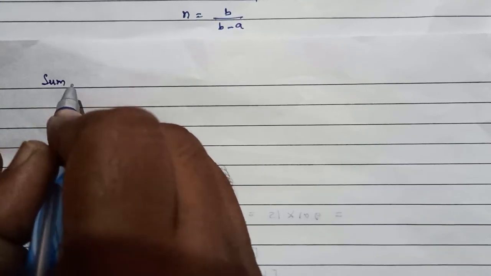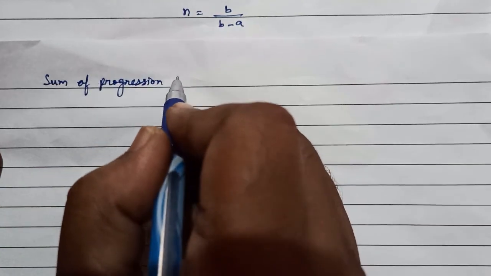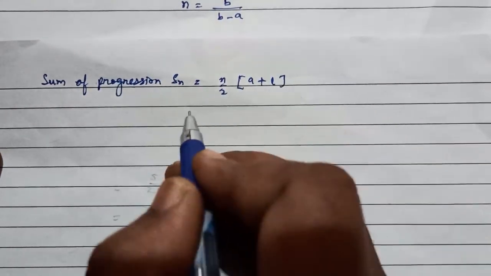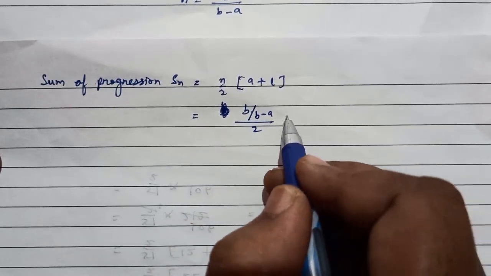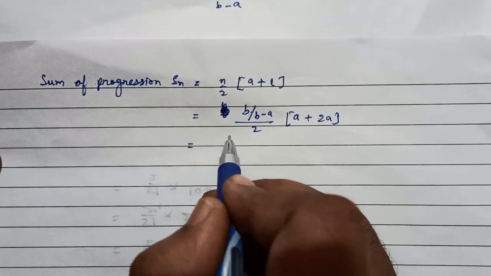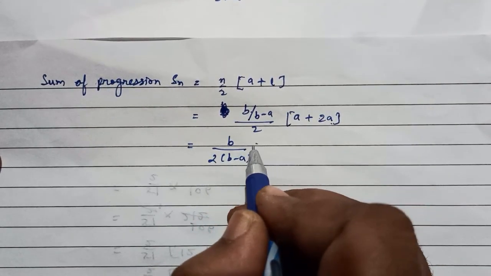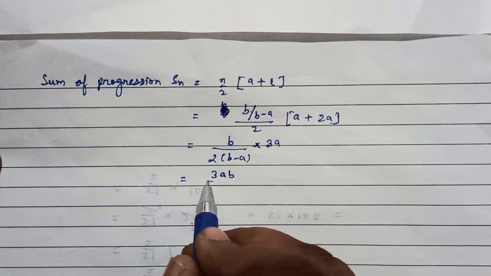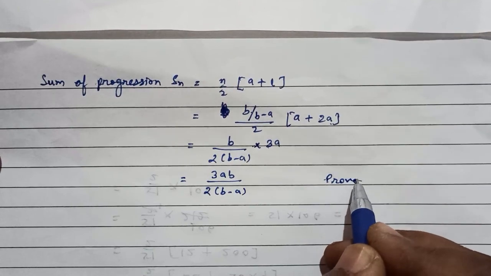Now the sum of the progression Sn equal to n by 2 into a plus l. b upon b minus a upon 2 into a plus the last term, which is 2a. b upon 2 into b minus a, into a plus 2a, which is 3a. 3a into b, 3ab upon 2b minus a. Proved.